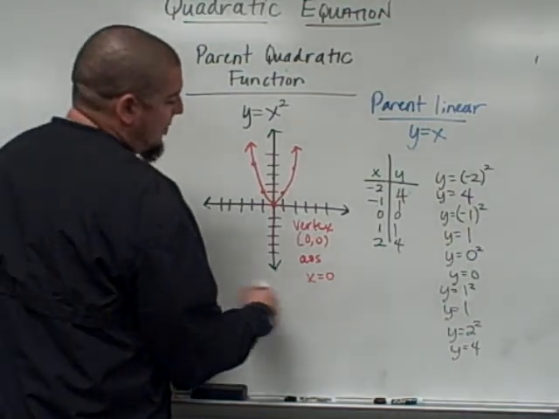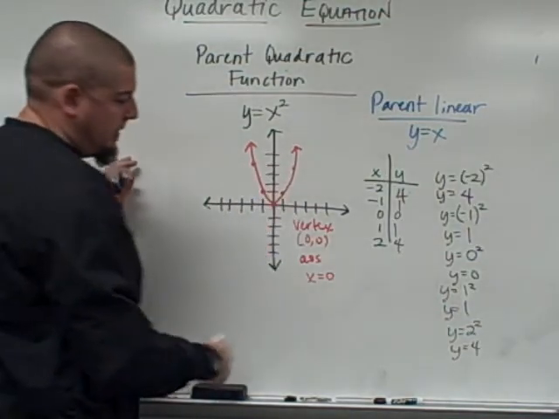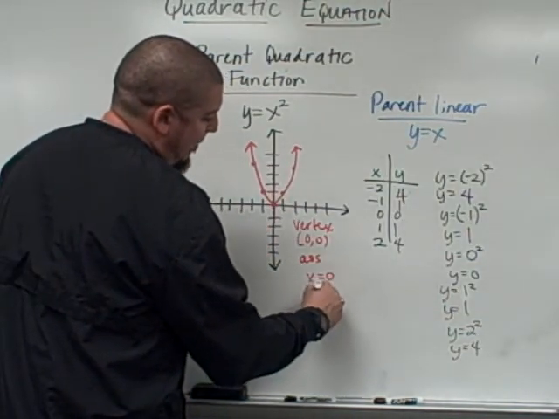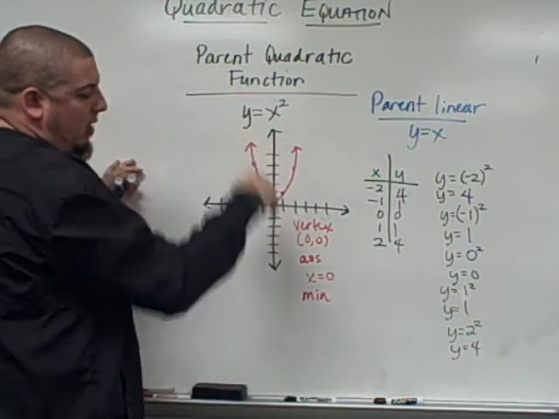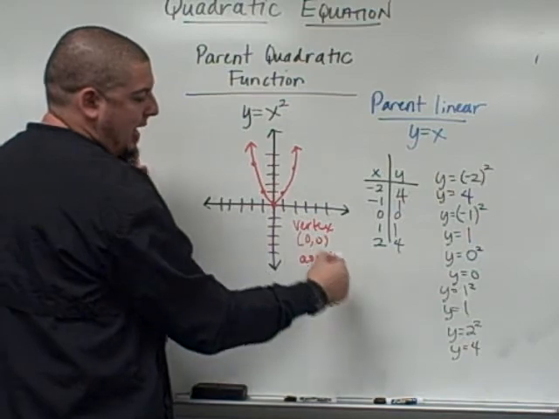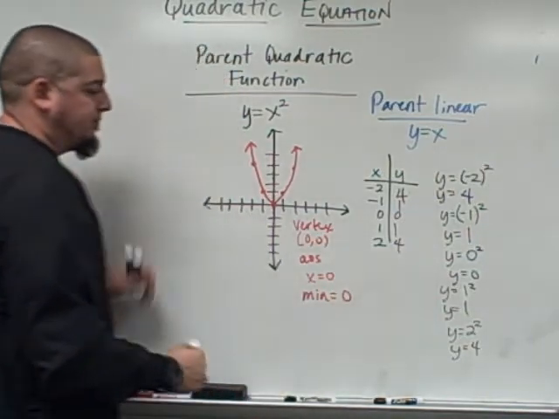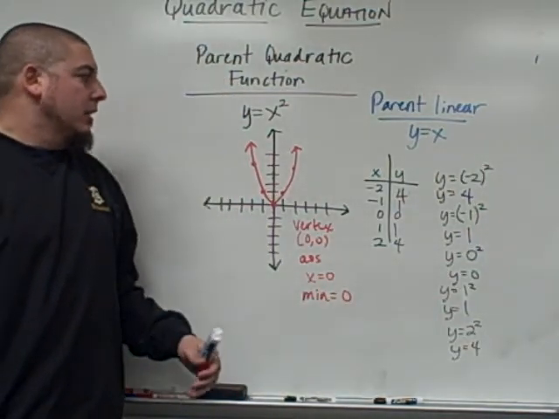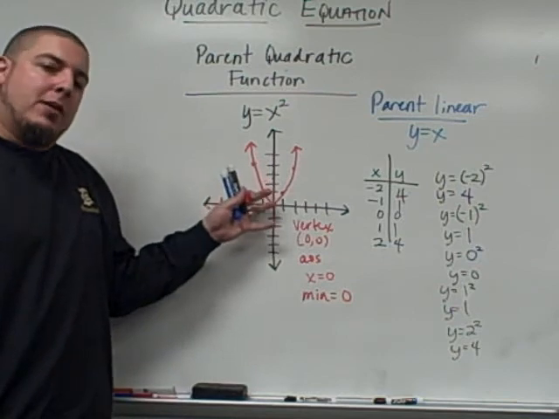Do we have a maximum or a minimum? We have a minimum, right? Because it's positive, it opens up, it only can go so low. Our minimum value is the y value of the vertex, so our minimum is 0. So this is our parent quadratic function.